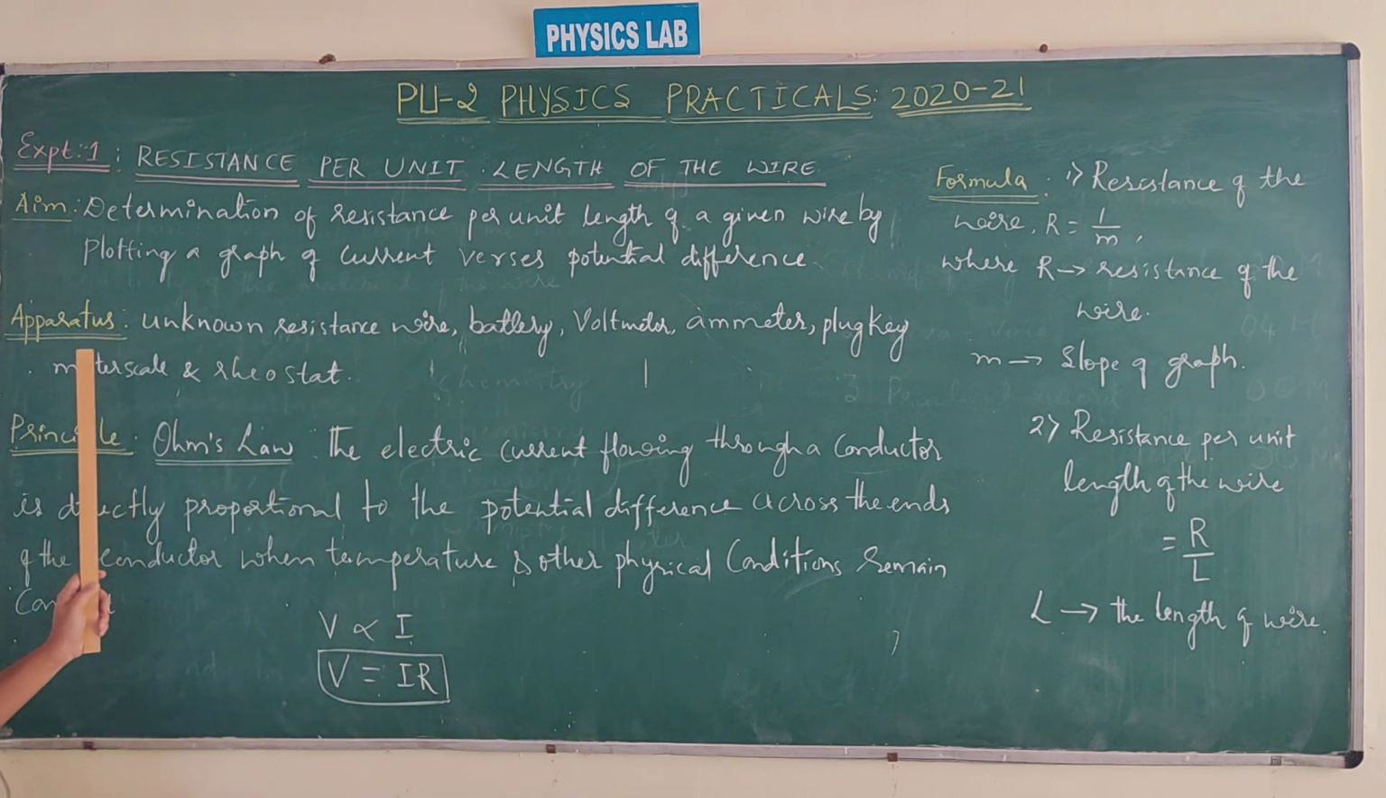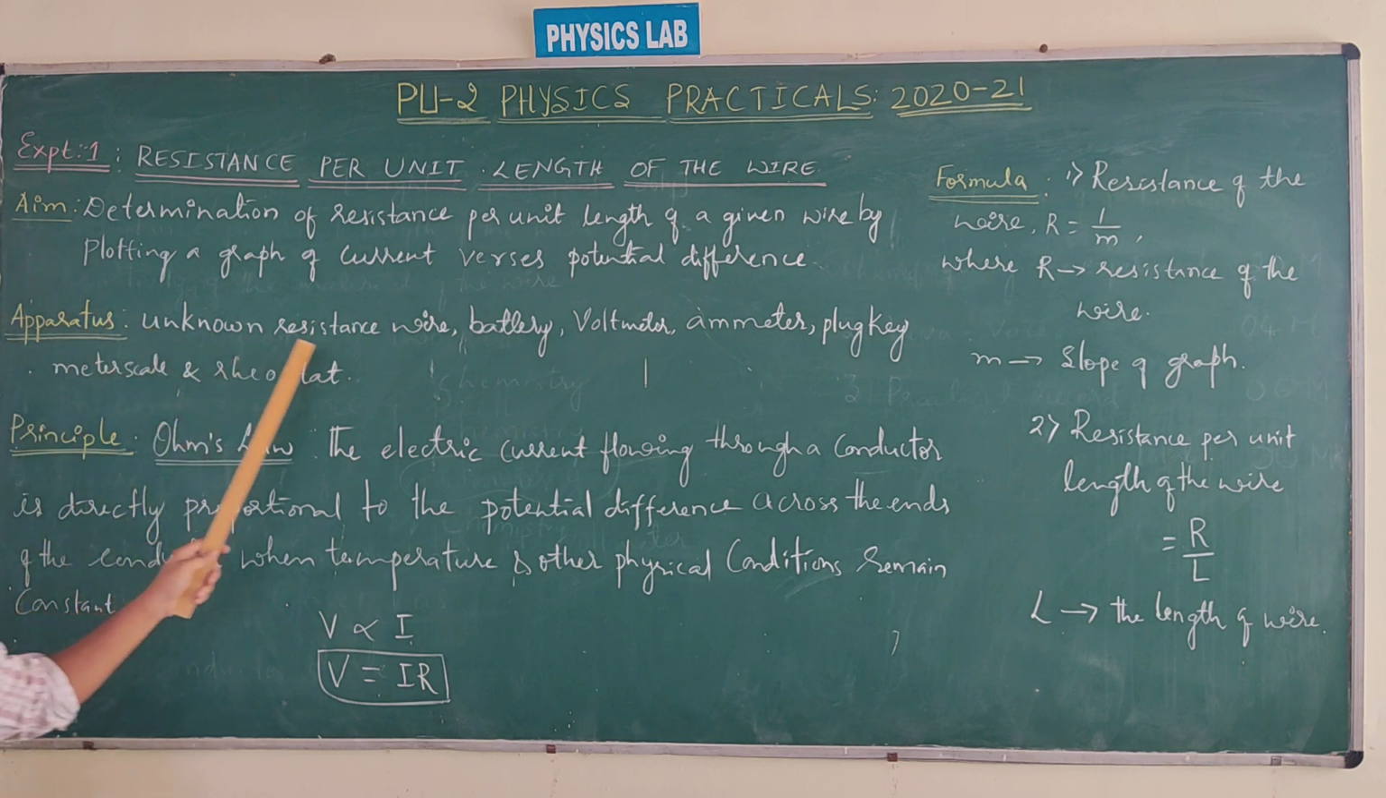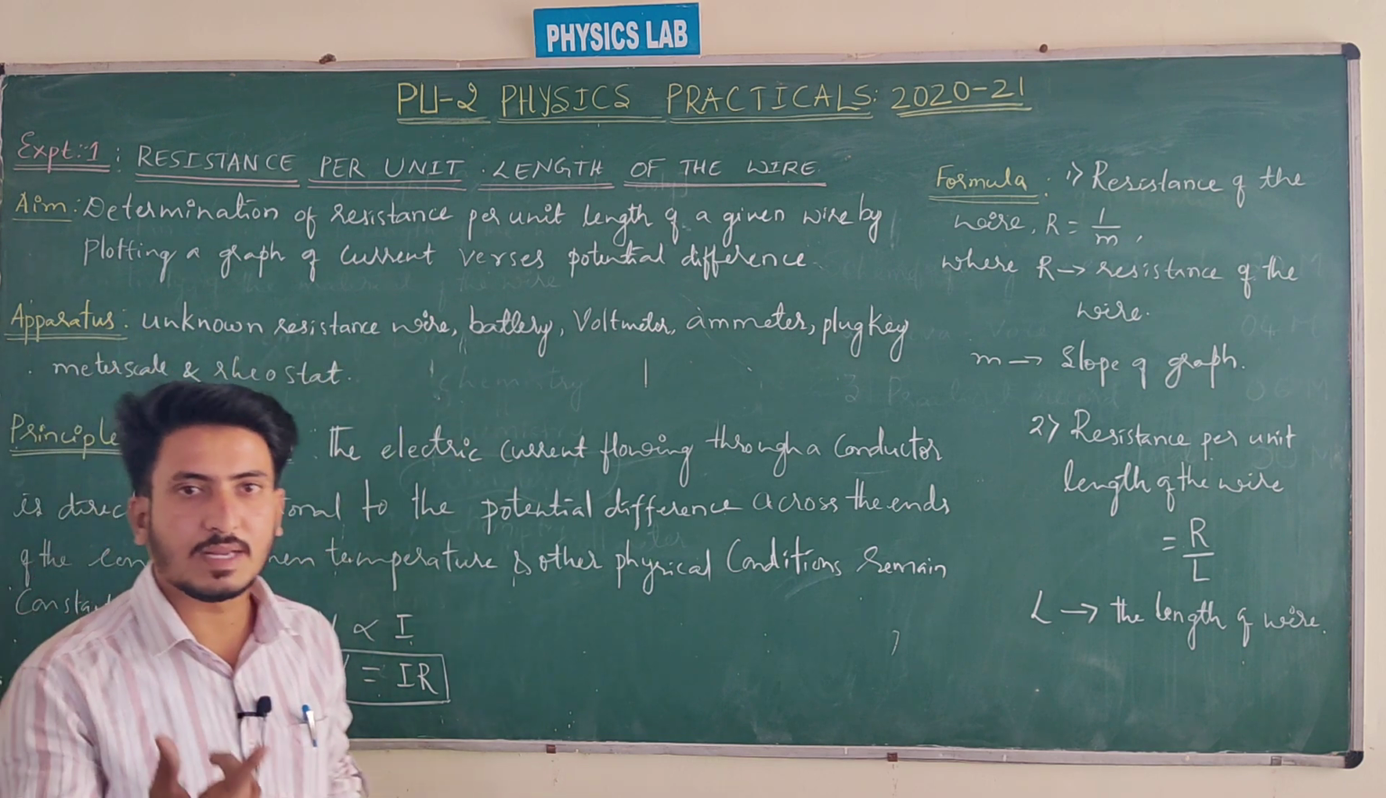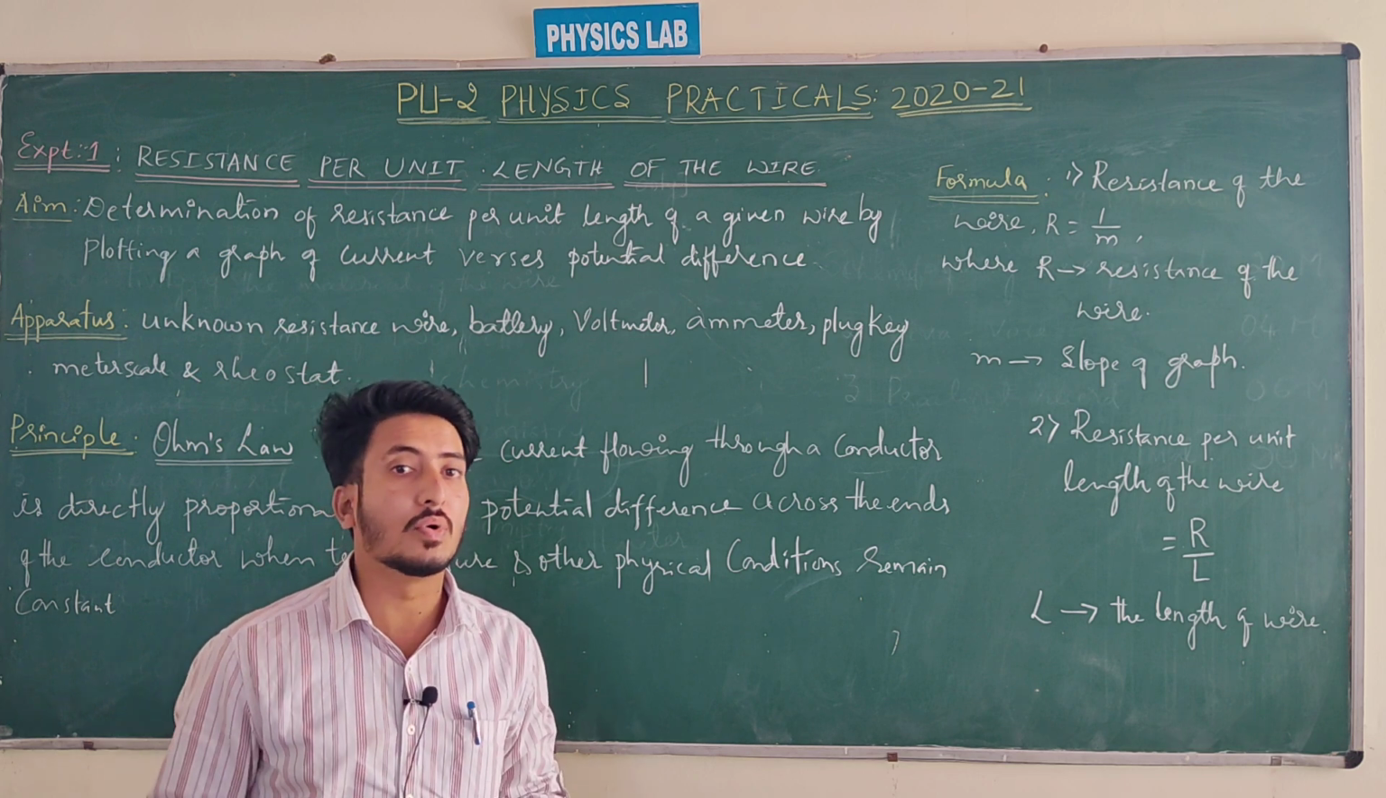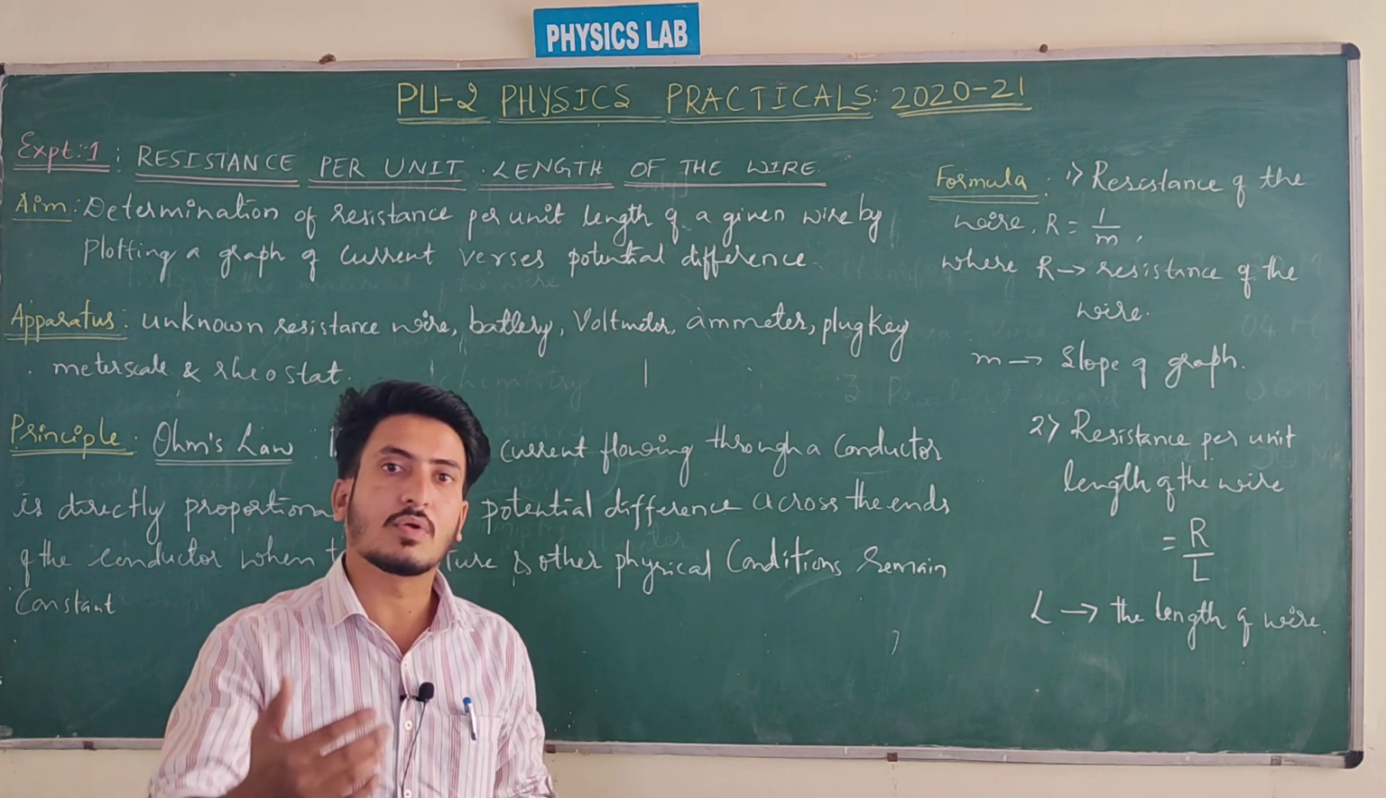Then what all things are required? What apparatus is required to do this experiment? We need an unknown resistance wire, meaning a wire will be given to you whose resistance we do not know. From the Ohm's law setup, we are going to calculate it.